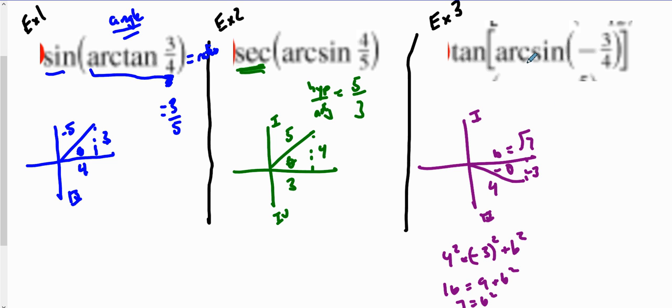So that's the triangle for the angle that will generate -3 over 4. Now we're asked to find the tangent of this angle, of this particular triangle, of arcsine of -3 over 4. Tangent is TOA, opposite over adjacent. So this answer is going to be -3 over the square root of 7, which is the same thing as -3 square root of 7 over 7 if we simplify.